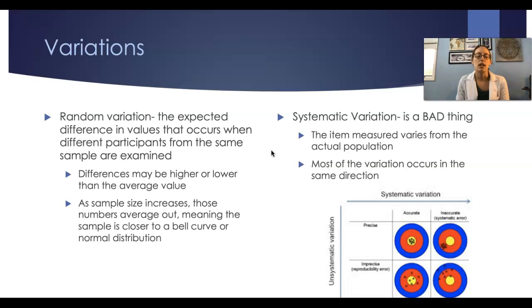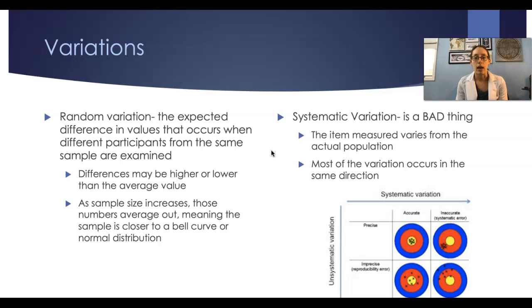So variations can include random variations, and that's the expected difference in values that occurs when different participants from the same sample are examined. They might be higher or lower than the average value. So if we look at test scores, for example, some people are always going to do really well on a test. There's always going to be a couple of people that don't do very well on the test, and most of us are kind of in the middle there at average. As the sample size increases, those numbers eventually average out, meaning the sample is closer to a bell curve or that normal distribution, which is what we're looking for.